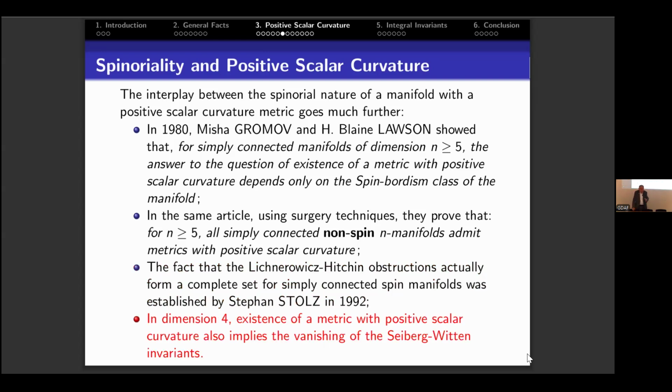Many of these theorems start with dimension 5. In dimension 4, it's even more complicated because you have to take into account the so-called Seiberg-Witten invariants. I'm not going to go into that.